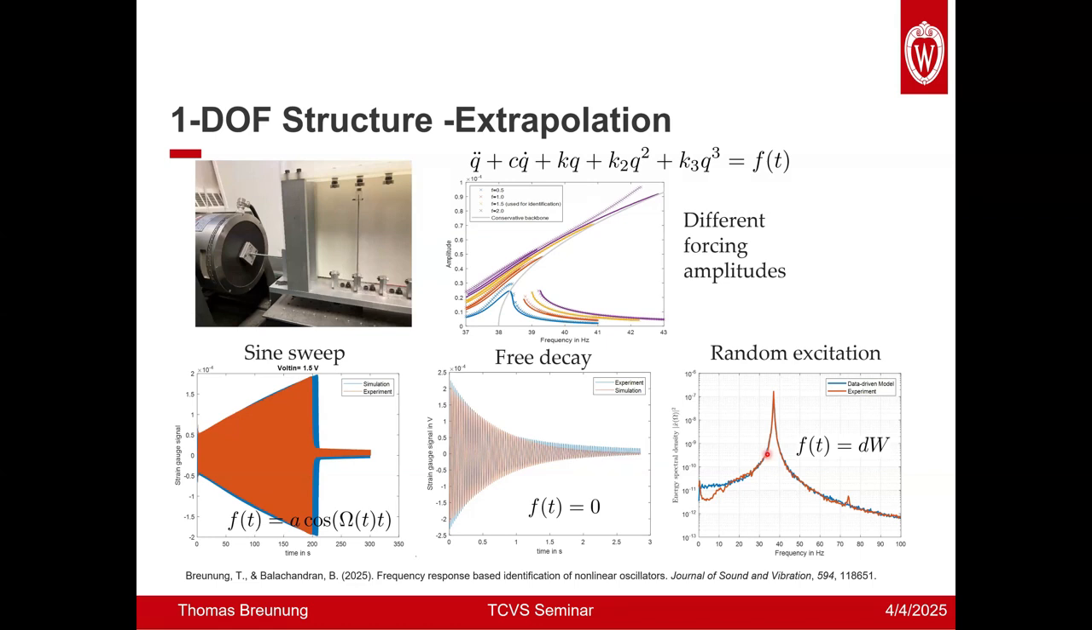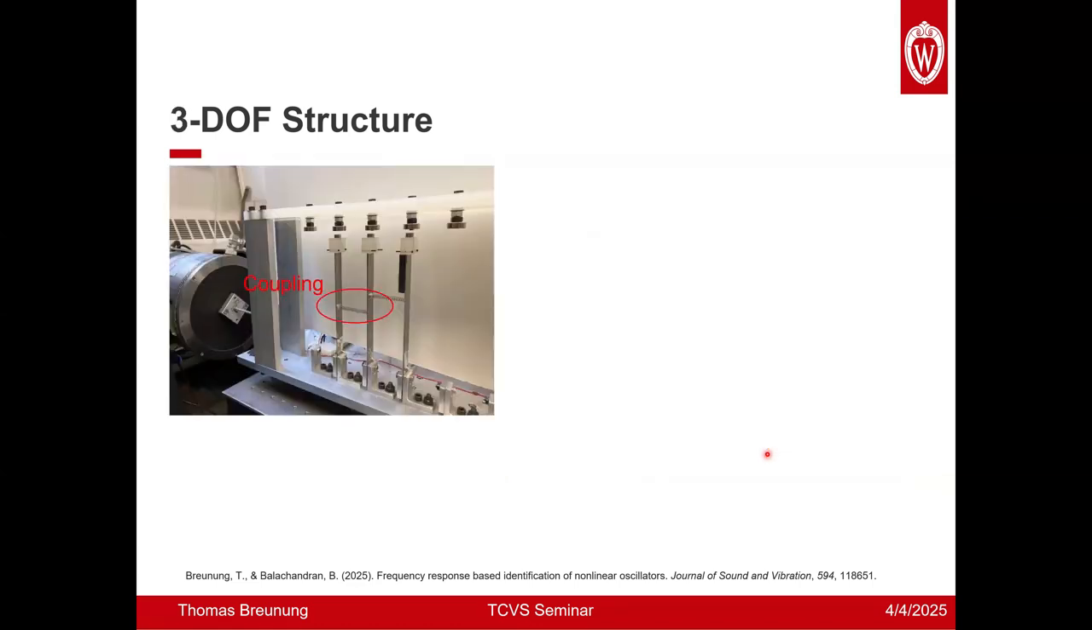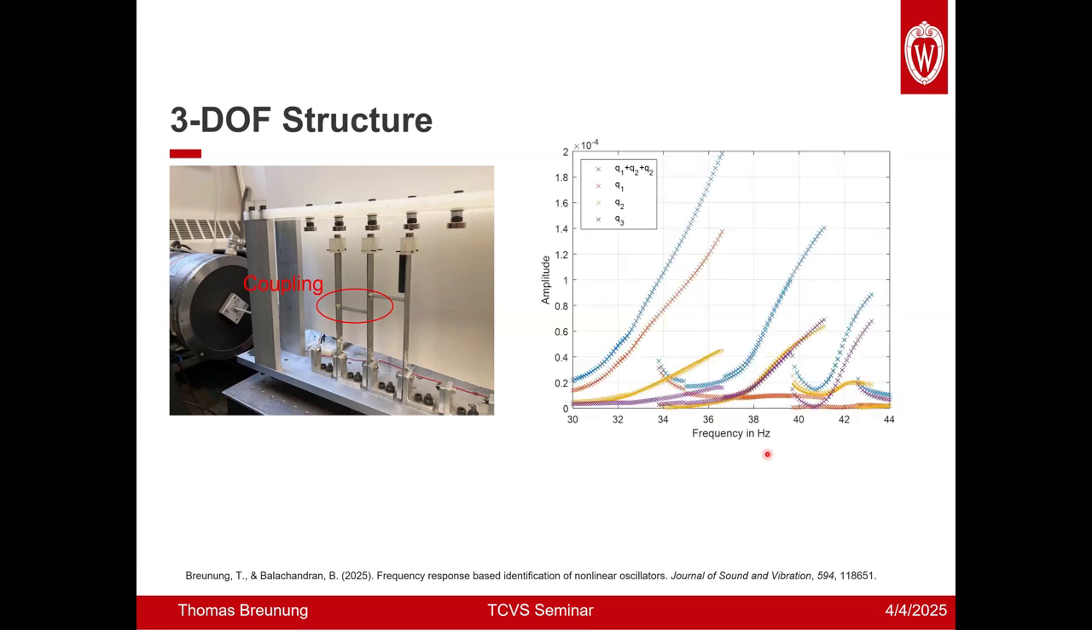So you might wonder if the whole thing also works for a little bit more complicated systems. That's what we have done here. We've considered a 3 degree of freedom structure. So these are 3 oscillators which are coupled. We have 3 resonance peaks between 30 and 45 hertz.